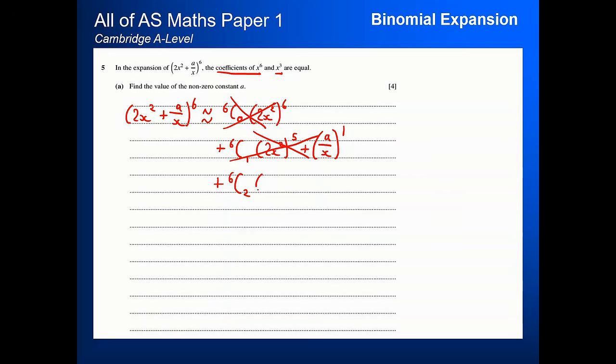6 choose 2, 2x squared to the power of 4, multiplied by a over x, all squared. Let's think about this. 2 times 4 is 8, and 8 minus 2 is 6, so that's going to give us our x to the power of 6 term. We'll come back to that. And then 6 choose 3, 2x squared to the power of 3, times a over x to the power of 3. Again, 2 times 3 is 6, so that gives us x to the power of 6, divided by x to the power of 3, which gives us an x cubed term. So these are the two terms that we actually need to look at.